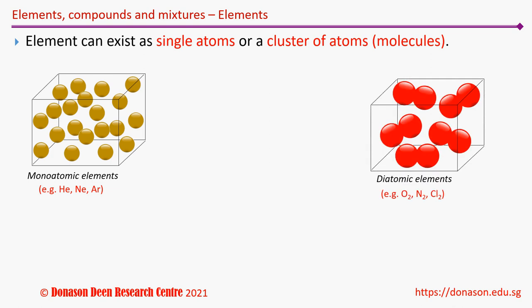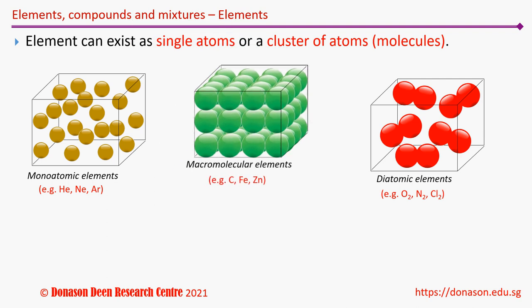This diagram shows a diatomic element containing two atoms of the same type sticking together in a cluster. Most gases, such as oxygen, nitrogen, chlorine, hydrogen, fluorine, and so forth, exist as diatomic elements. If we have three atoms of the same type bonded together in a cluster, we would call them a triatomic element.